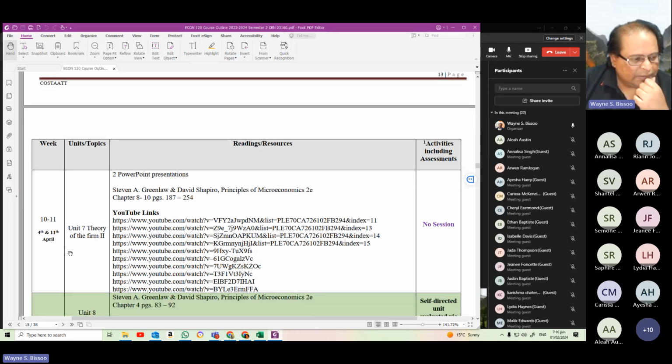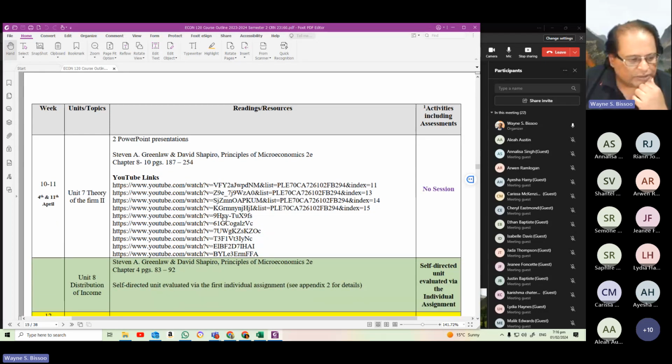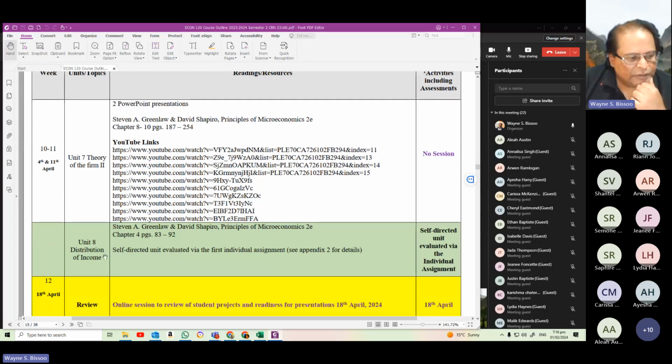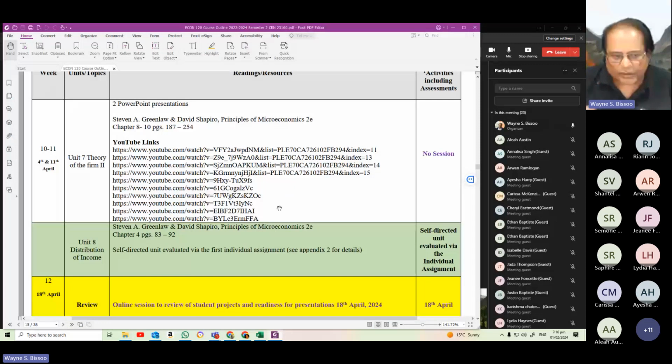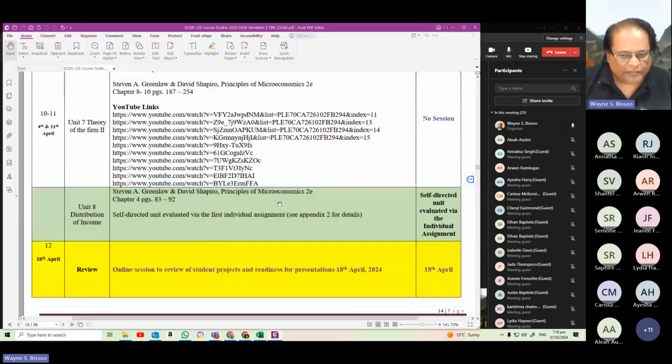Then week 10 to 11, we have the Theory of the Firm 2 session. Then there's a unit here, Unit 8, that is self-directed because the stuff for this is actually evaluated in part of your individual assignment. So you're going to be working on that unit by yourself, through an applied format.